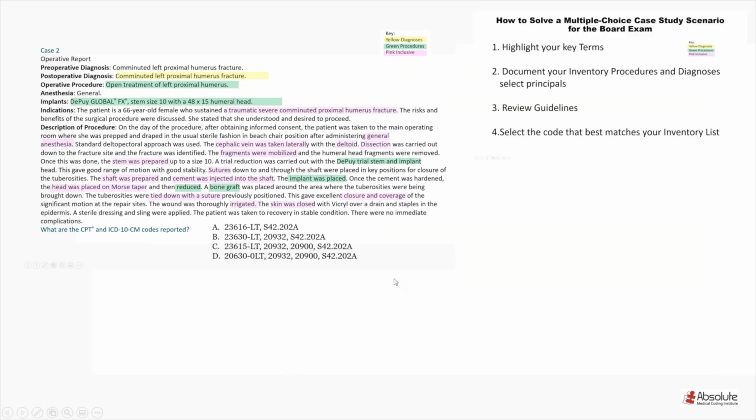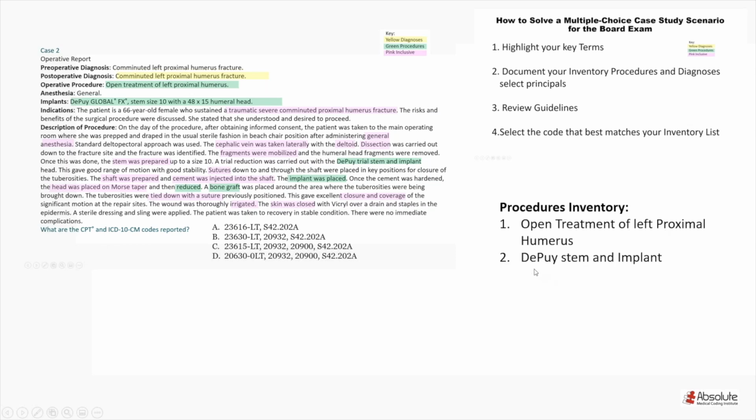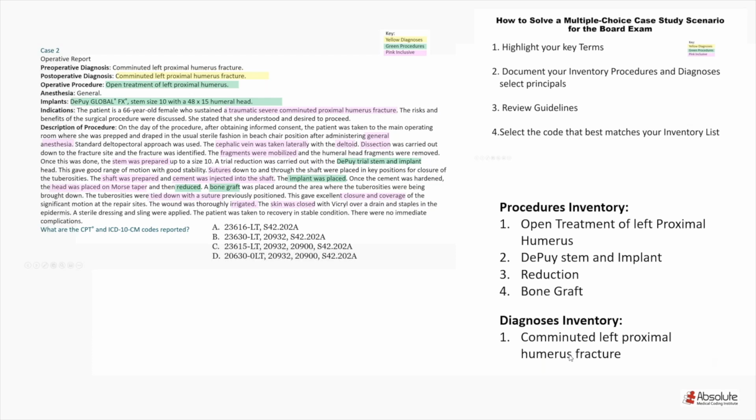Now let's get back to our scenario. And we've highlighted our key terms. Now let's document our procedures. Well, we know that we have an open treatment of left proximal humerus. We have that DePi stem and implant. We have a reduction and a bone graft. The diagnosis, well, we have that comminuted left proximal humerus fracture. So that's going to be our primary or first listed diagnosis. And of course, the open treatment will be our principal or primary procedure.